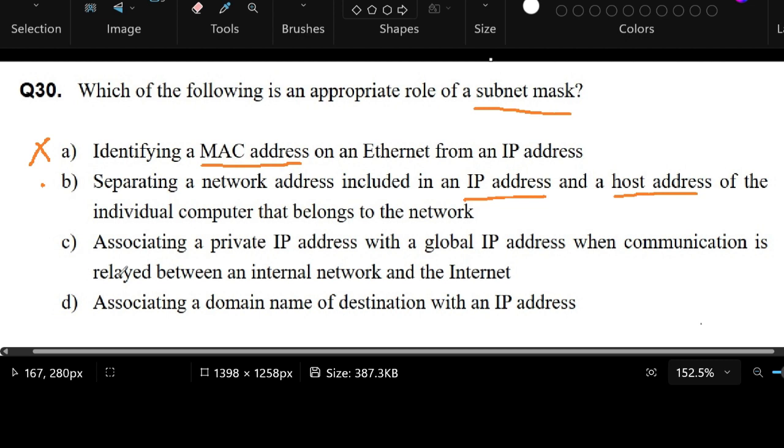For letter C, it's saying that it's associating a private IP address with a global IP address when communication is relayed between an internal network and the internet. I think this is something else. It's not necessarily the role of the subnet mask. So we put an X mark here.